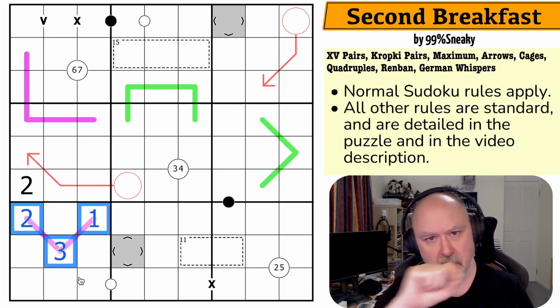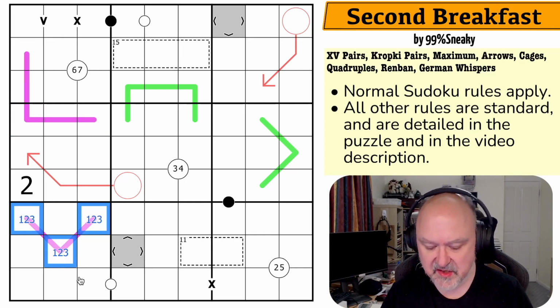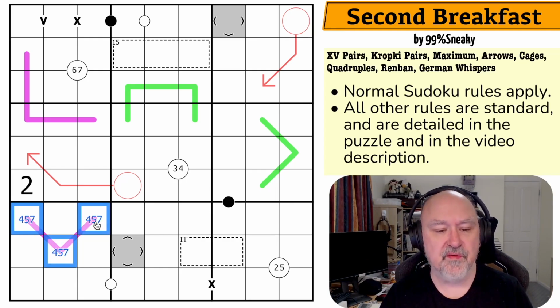If you were to take them off the line and sort them, they would be a run of digits. They could also be 4, 5, 6. That would be fine. They couldn't be 4, 5, 7 because 4, 5, 7 isn't a set of consecutive digits. And the last rule is German whispers.